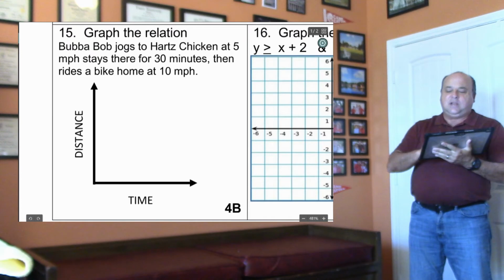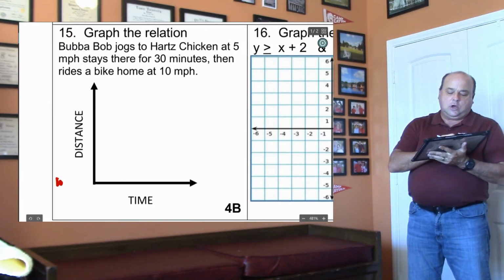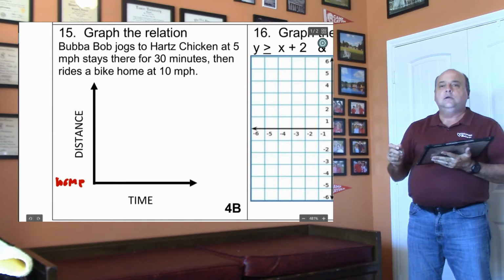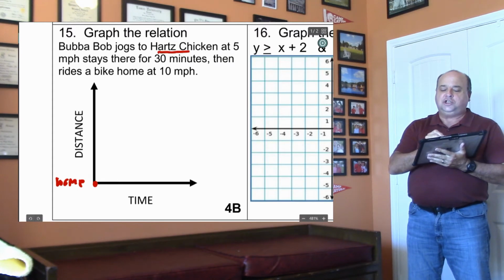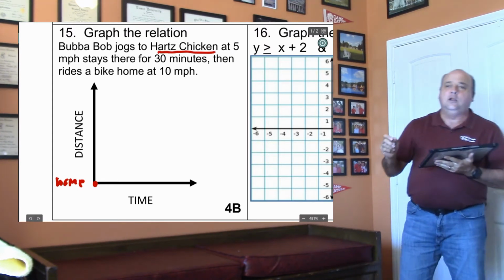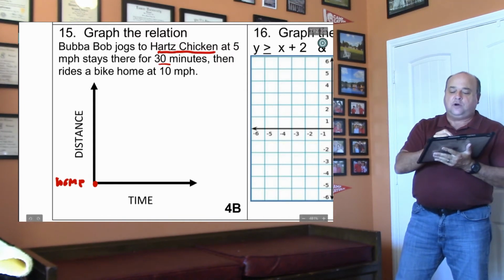I haven't taught 15. This is pretty simple stuff, though. Okay, so this is home right here. Our origin's going to be home and then 0 seconds, right? So Bubba Bob jogs to Hart's Chicken. Oh, you gotta love Hart's. Okay, at 5 miles an hour, then stays there for 30 minutes.